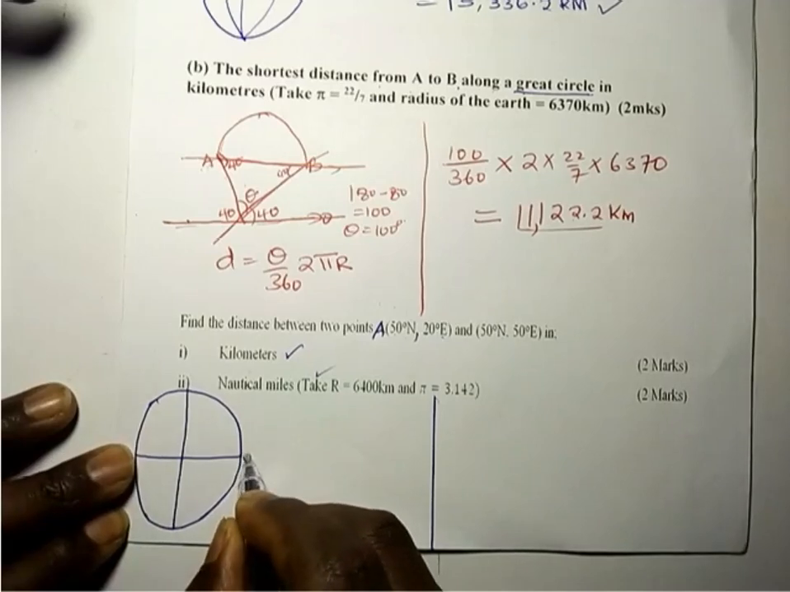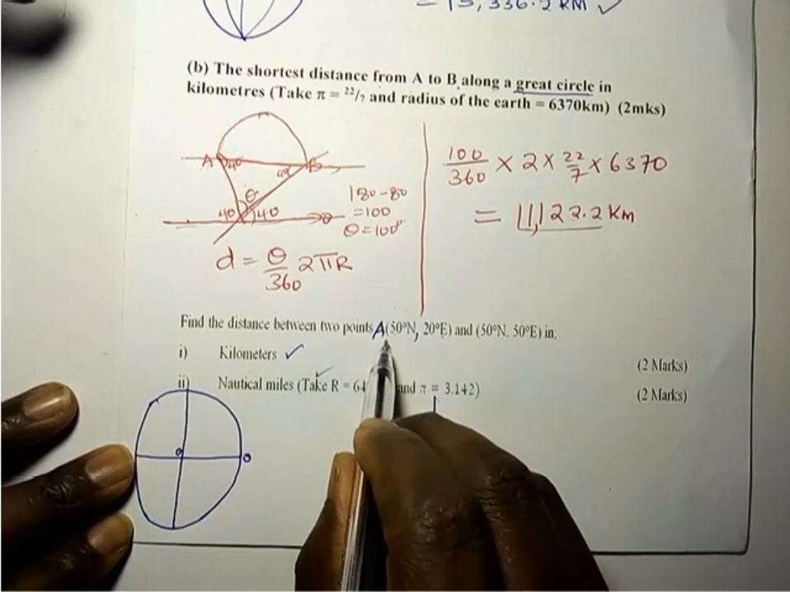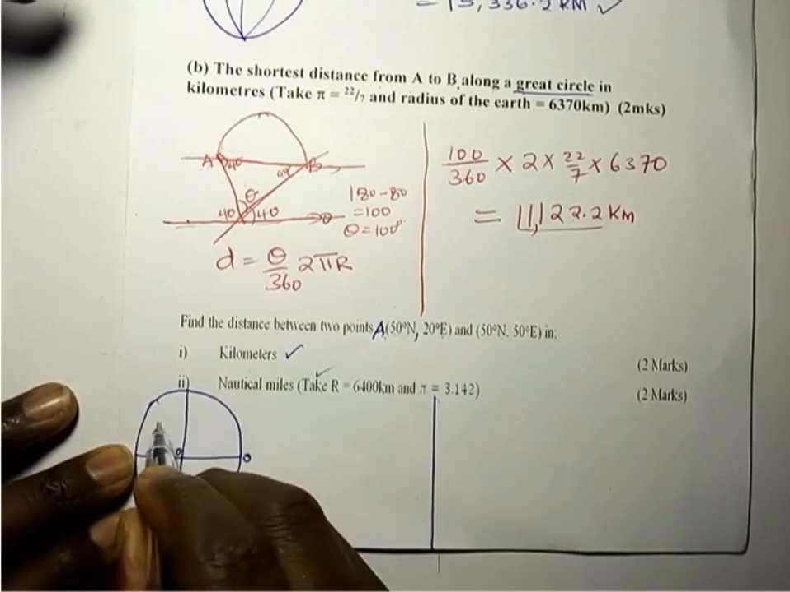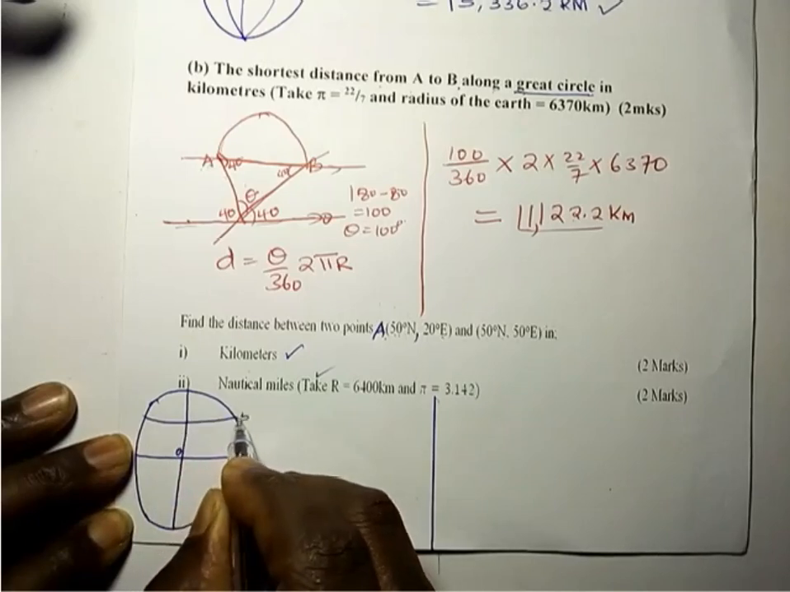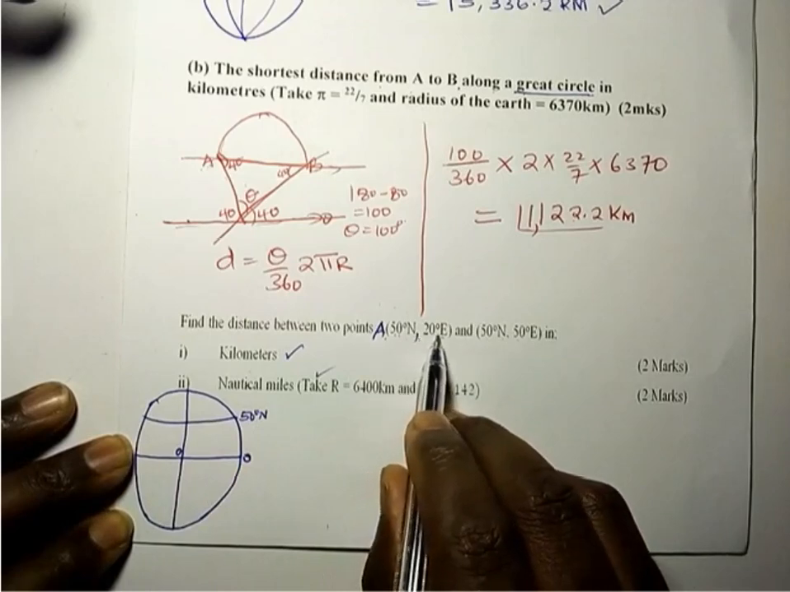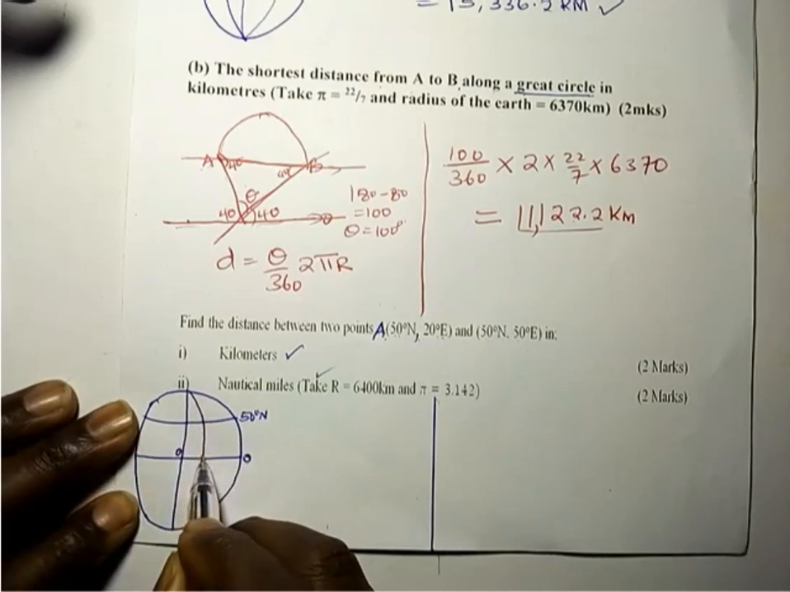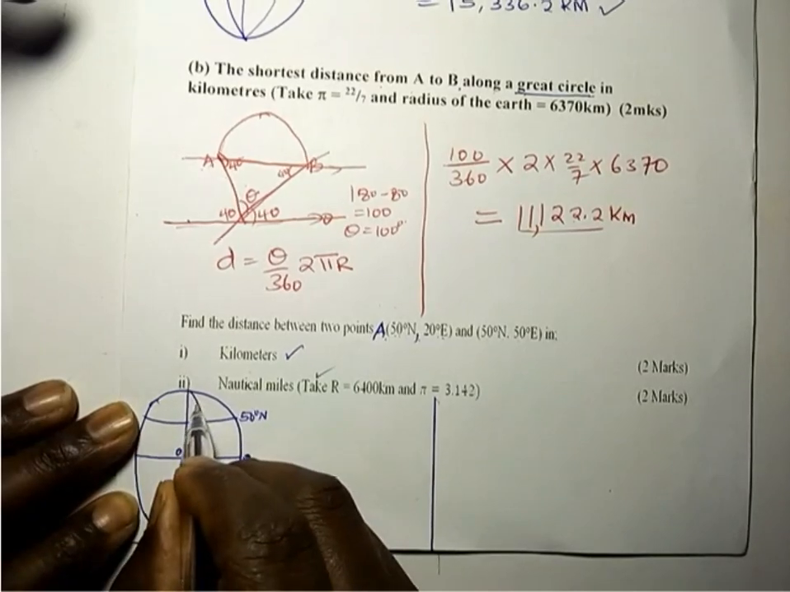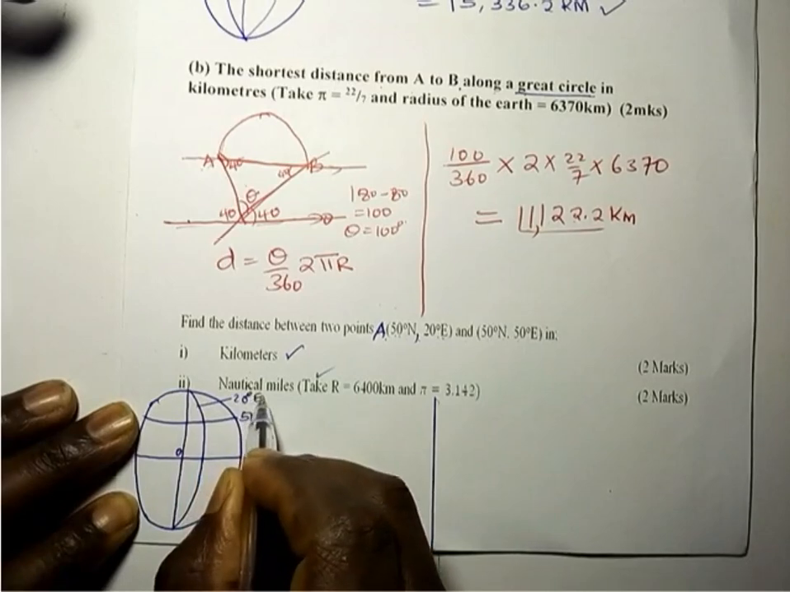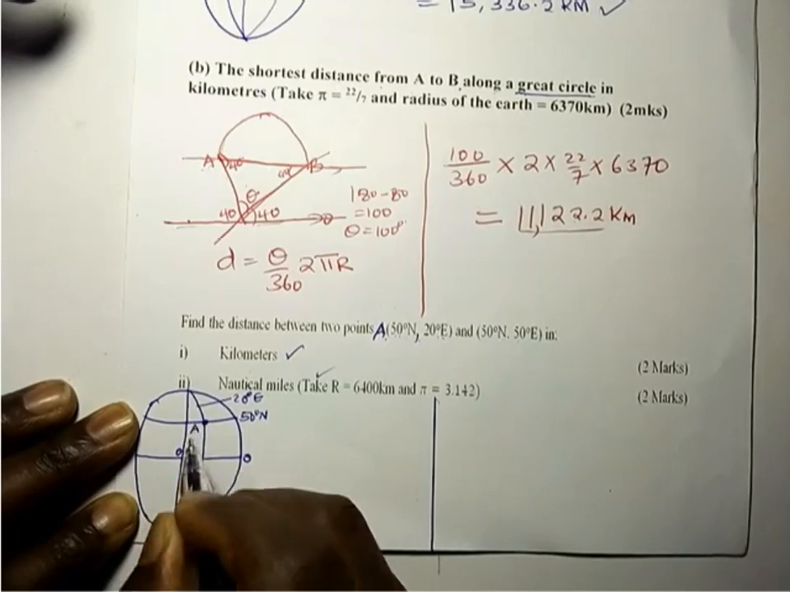So this is the equator. This is the Greenwich meridian, 0. A is on 50 north, so 50 north could be somewhere there. And then we have 20 east. This is 0, so 20 east could be somewhere here. So this one is 20 degrees east, and remember this now is going to be our point A.